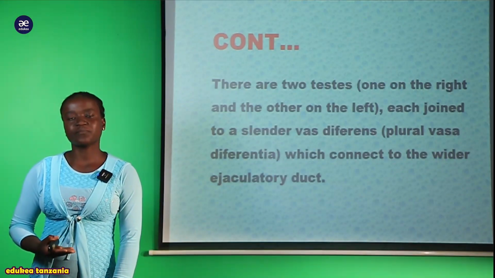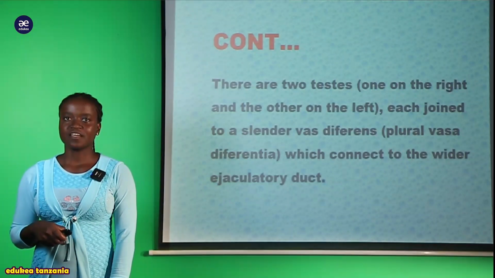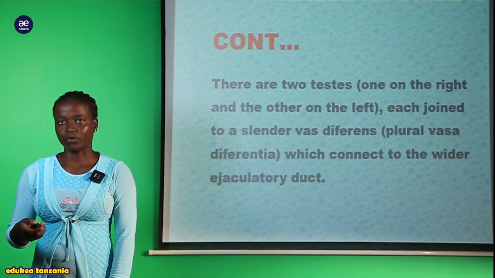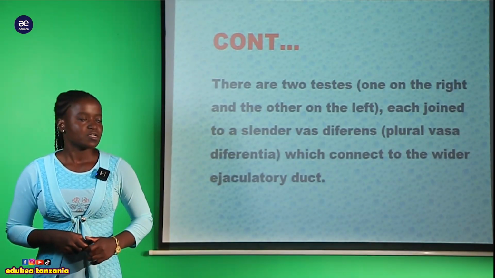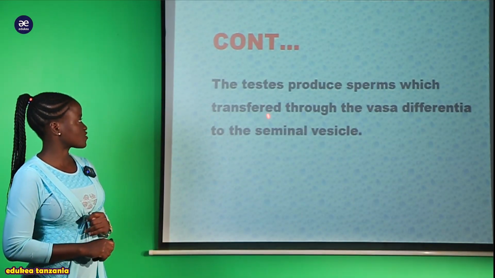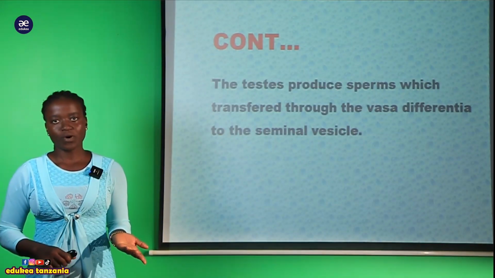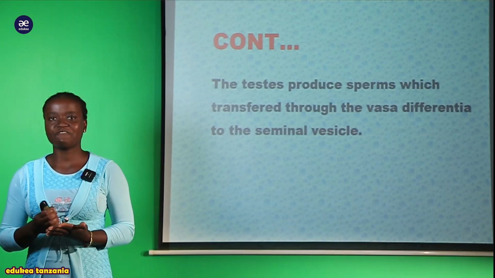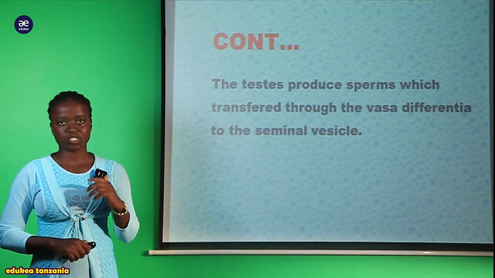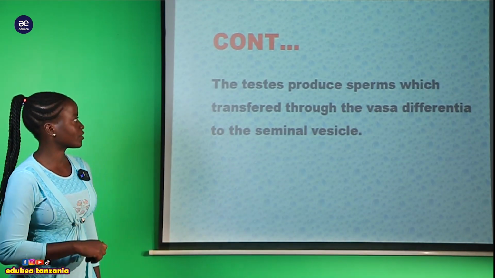Lakini before we move on to the ejaculatory duct to see the function, we have to know the function of testes within the cockroach. Since they possess testes, we have to know the function of the testes within the cockroach. So here we are saying that the testes produce the sperm which is transferred through the vasa differentia to the seminal vesicle. Kwa hiyo sasa hawa organism tunasema kwamba they have testes. So the testes ndio ambayo iko responsible kwa ajili ya kuproduce the sperm. Kwa sperm zinatengenezwa ndani ya testes ambayo inapatikana kwenye cockroach, and this is obvious.